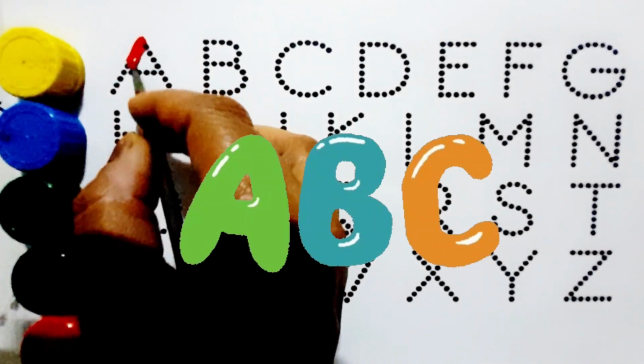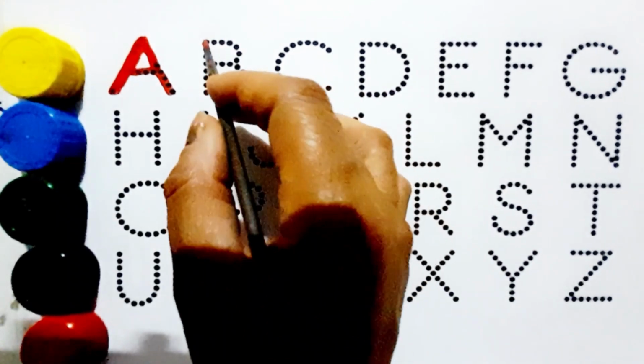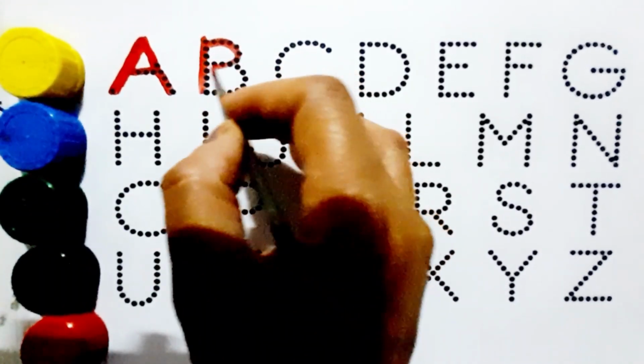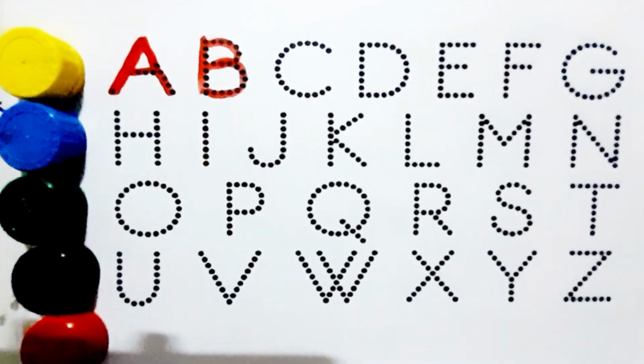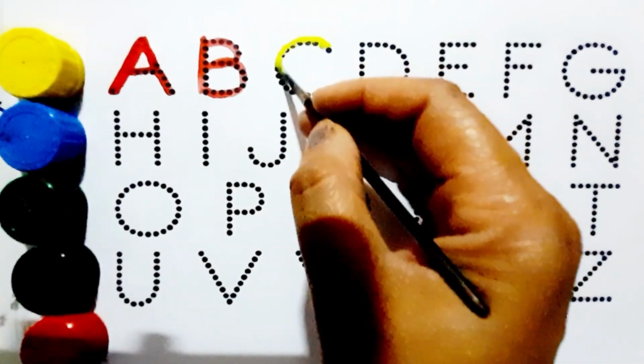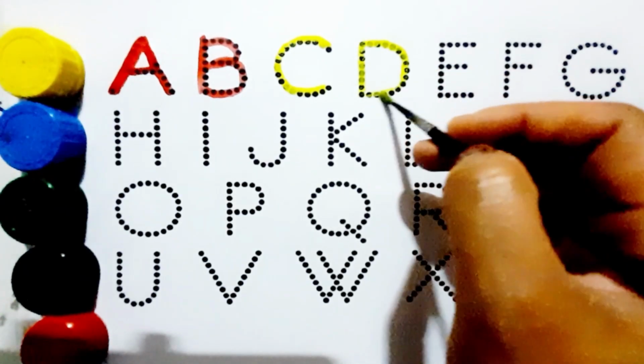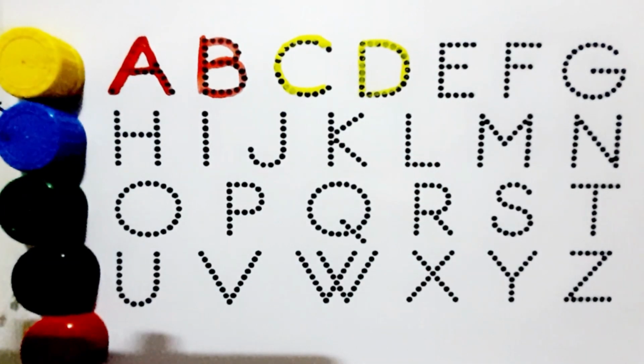A for aeroplane. B for balloon. Red color. C for camel. D for dog. Yellow color.